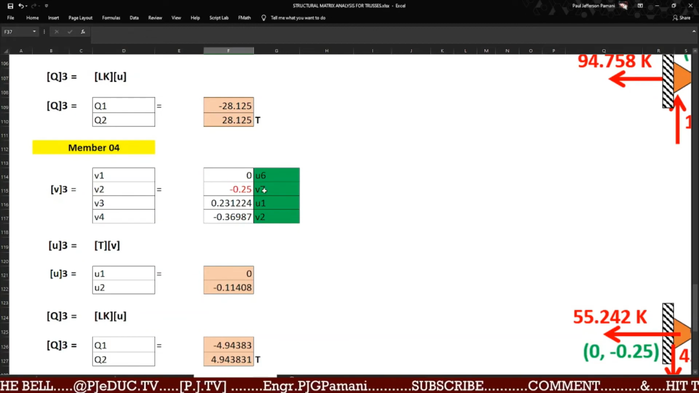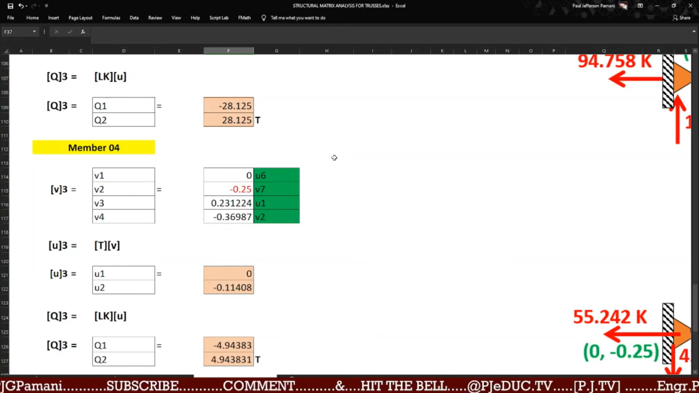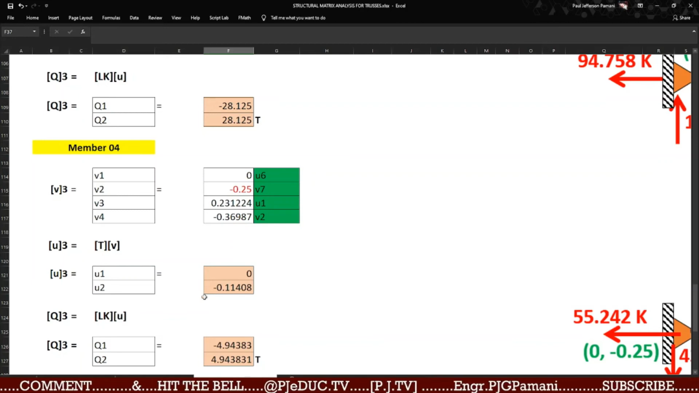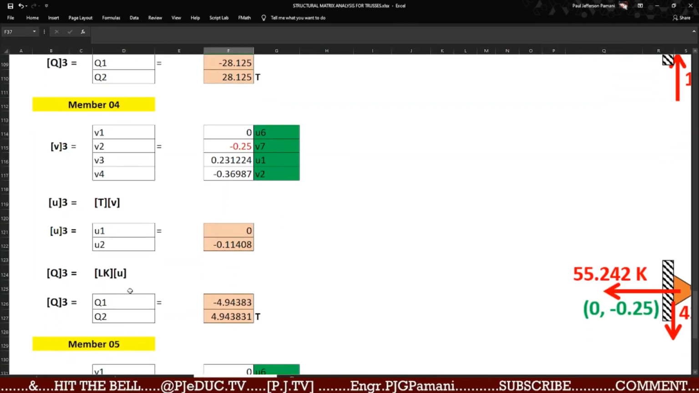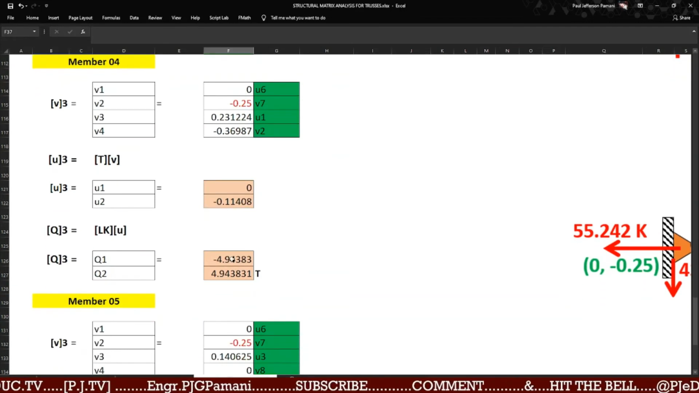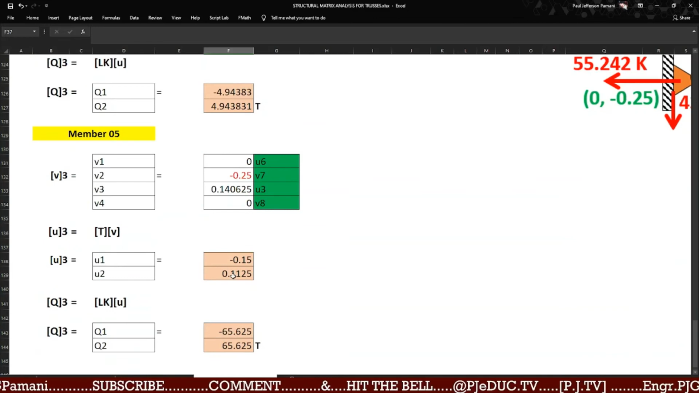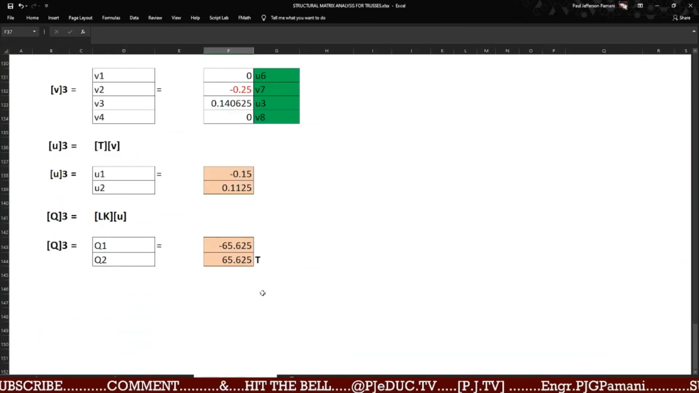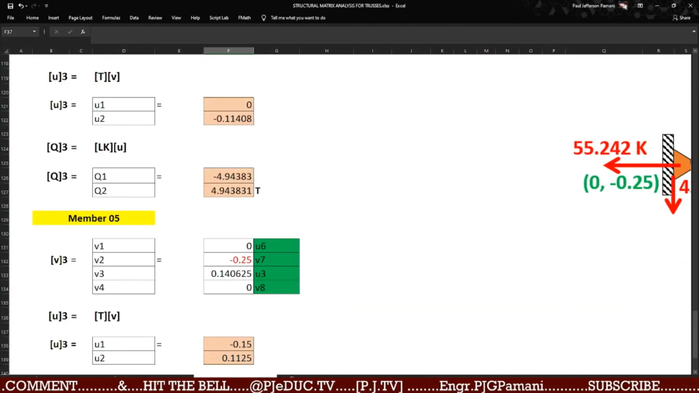Don't forget, there is an impending settlement vertically downward at node 3. So, baka makalimutan nyo yan. So, V7, U8, U1, and V2. Substitute, compute for the forces. Member 4 has an equivalent force of 4.94, which is in tension. And lastly, member 3, which is also in tension.